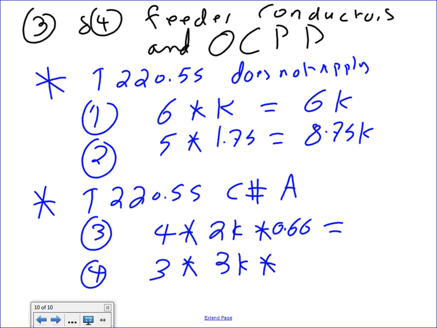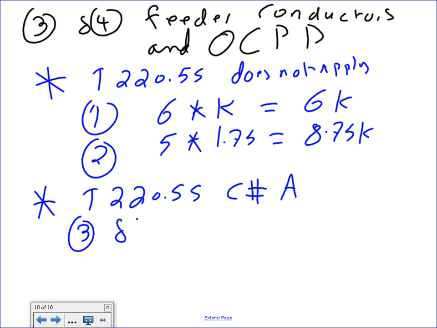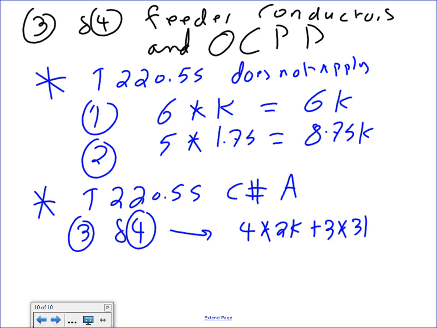Oh, I'm sorry. We don't do it this way. We add them up. You're right. So for 3 and 4, we're going to add them up. So we have the following. This is what you're going to do. I have 4 times 2K plus 3 times 3K. Add them up and multiply them by the demand factor for how many of them? 7. What's the demand factor for 7? Thank you, 56. Multiplied by 0.56.